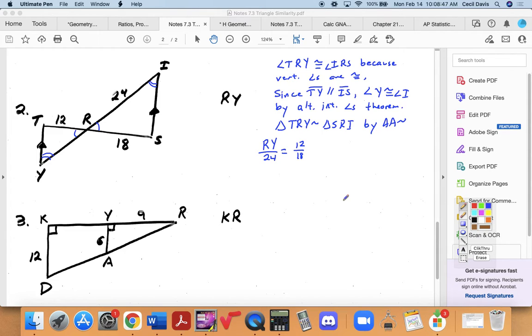Just to make the numbers a little nicer, I will always reduce if possible. That's going to be 2 to 3. So 3RY is equal to 48. Dividing, we get that RY is 16. Okay, any questions about that one?